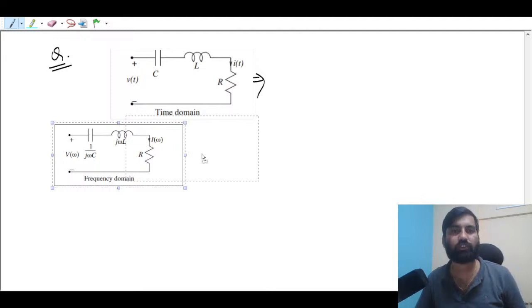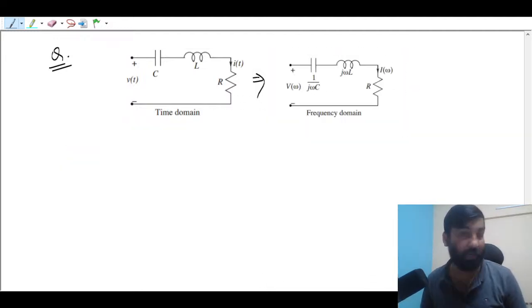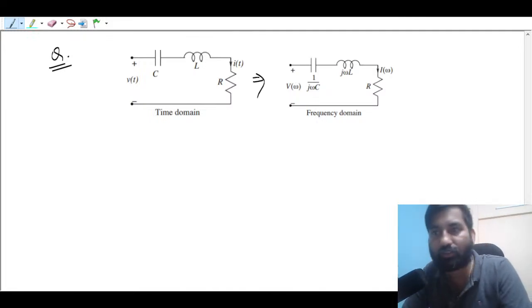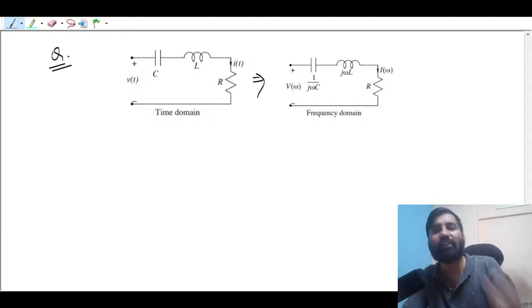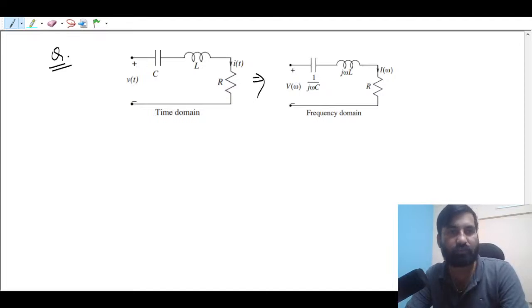Because you know that in case of inductor as well as the capacitor, they are related by a differential equation, because they are the memory elements, right? And memory elements are nothing but dynamic systems, right? They store something. Capacitor stores charges and the inductor stores electromagnetic energy.